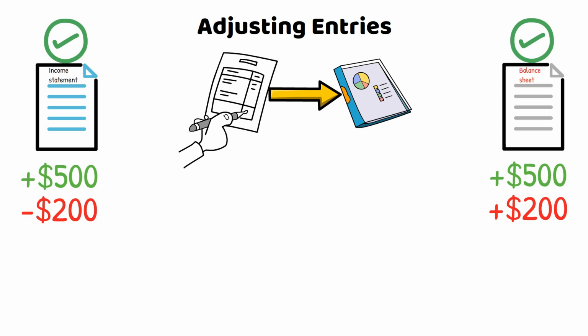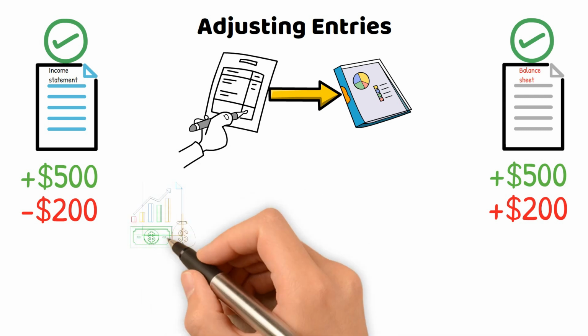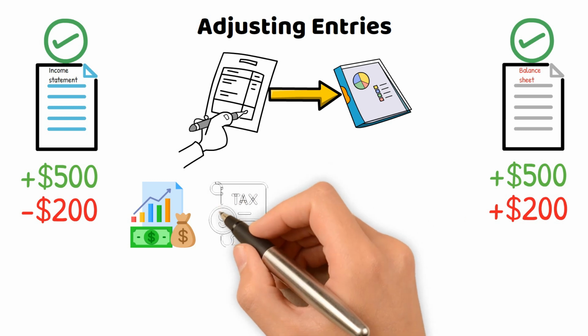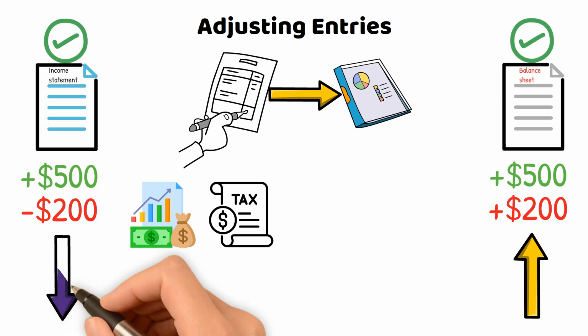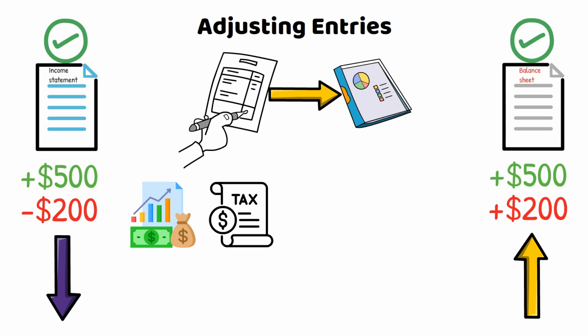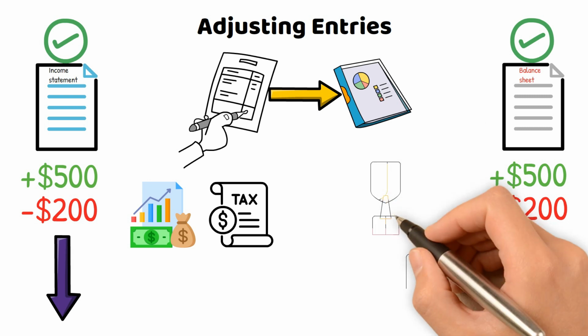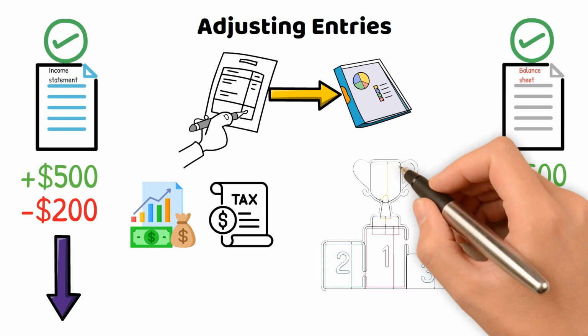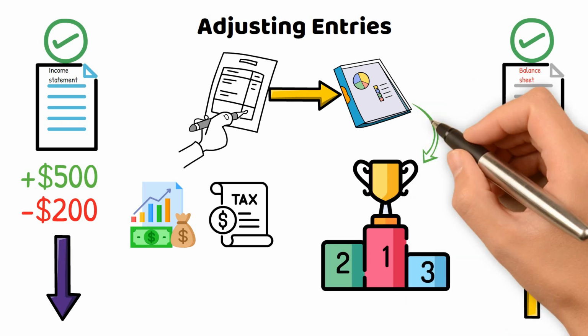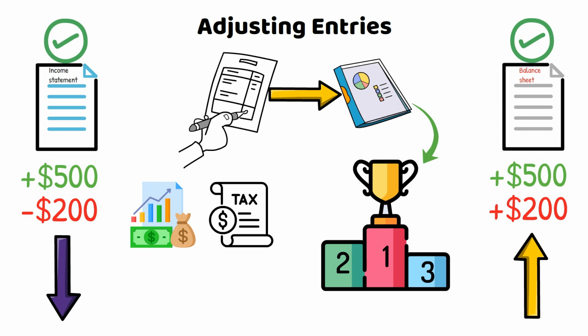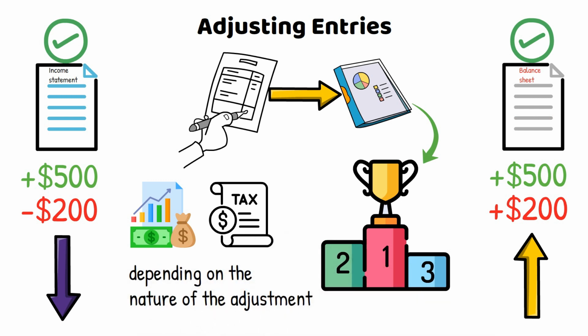Adjusting entries can also affect other income statement accounts, such as revenue and tax accounts. For example, an adjusting entry to record unearned revenue will increase a liability account, a balance sheet account, and decrease the revenue account, an income statement account. In summary, adjusting entries ensure that the company's financial statements accurately reflect its financial position and performance. They can affect both the balance sheet and income statement accounts, depending on the nature of the adjustment.